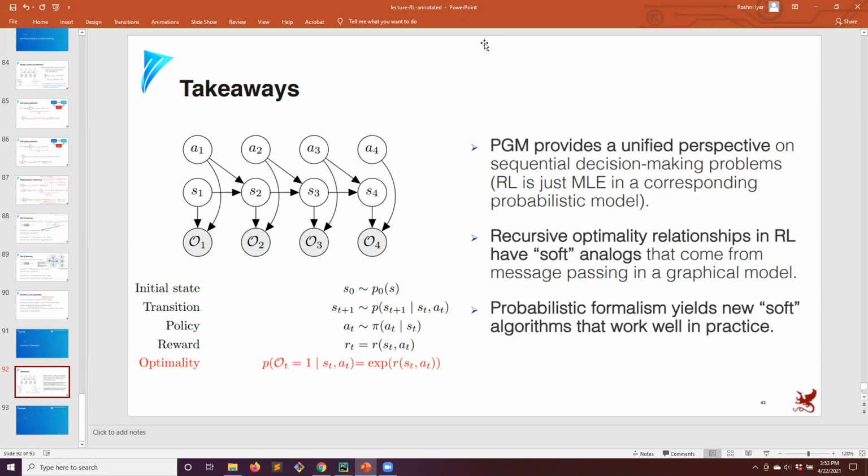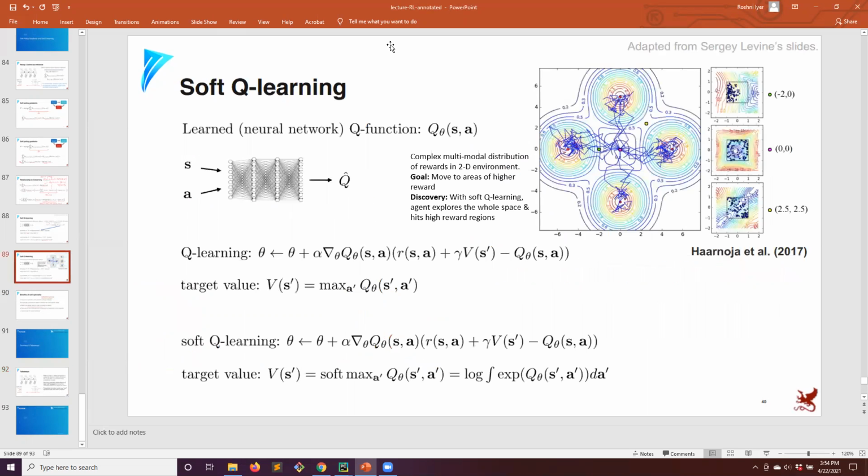So I think it contains lots of content. I'm quite interested in this soft Q learning. Can you explain what this softmax means here exactly?